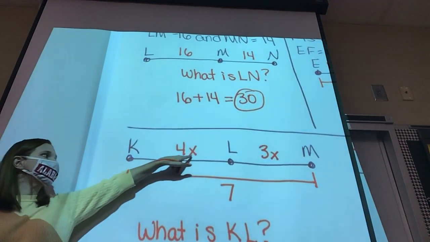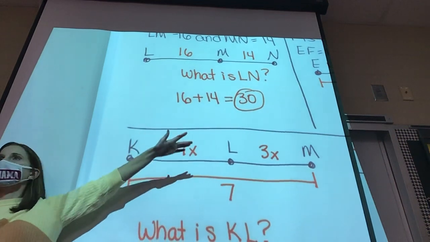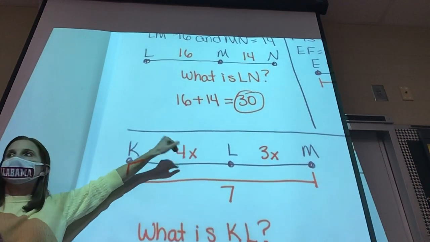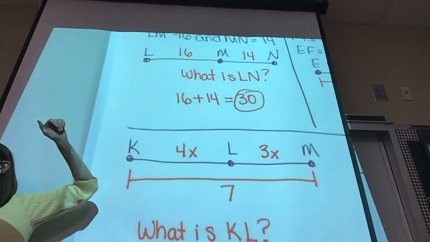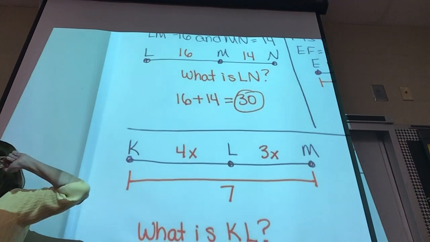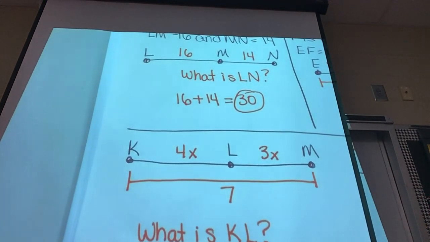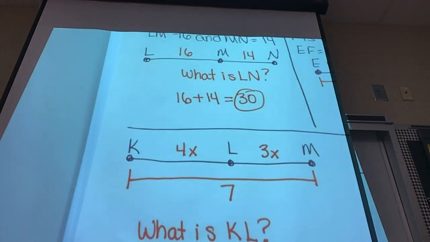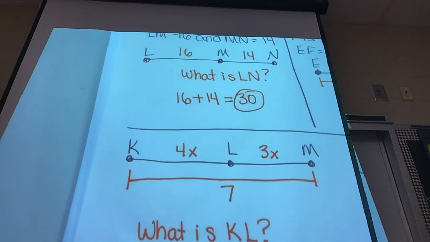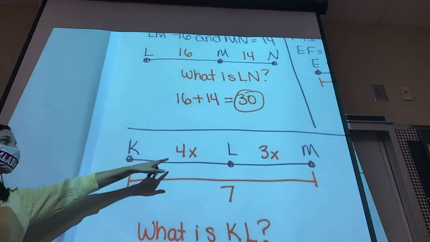Is that answer going to be 15? Is that answer going to be 32? What is this final answer going to be? Don't tell me it's 4x. I can see it's 4x. But what is that actual number? So I've got to do something. How am I going to find that answer? Make an equation? Okay, I'm going to have to make an equation. That's exactly right. I've got to know what x is.